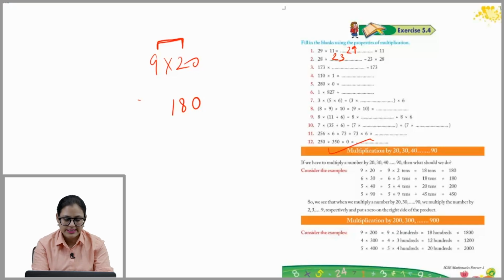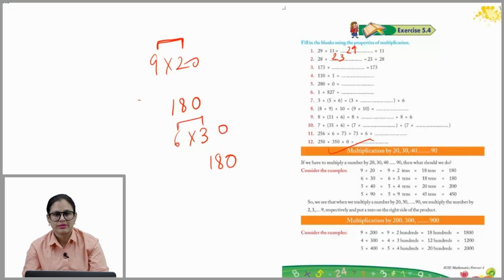Similarly, 6 into 30. Multiply 6 and 3. 6 threes are 18 and put 1 zero to the right of it. So we see that when we multiply a number by 20, 30, 40, 50, we multiply the number by 2, 3, 4, 5 respectively and put a 0 on the right side of the product.